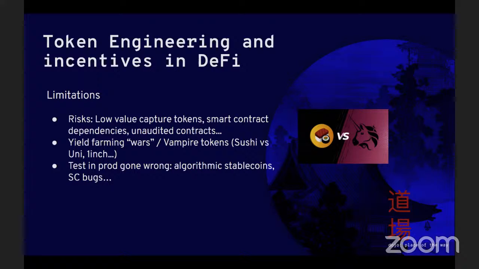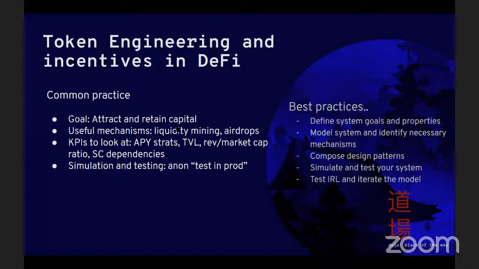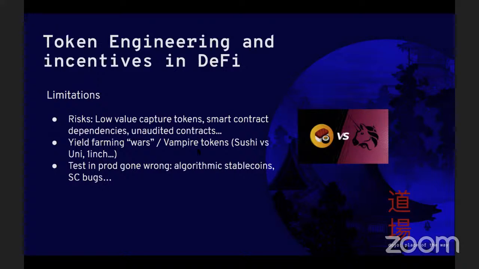And so you have this market risk of actually launching governance tokens that don't capture value directly at the protocol level. Then other risks include smart contract dependencies, unaudited contracts, which I already mentioned, and then also the yield farming wars, right? So that's, I hope, a question someone asked or had in mind. If everyone is competing to attract and retain capital, then every protocol out there must have a strategy in place to deal with vampire attacks from one network to the other.